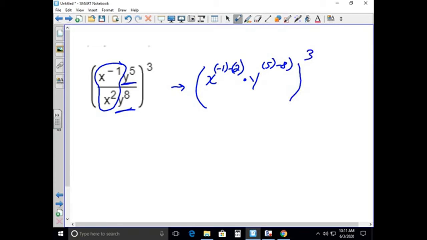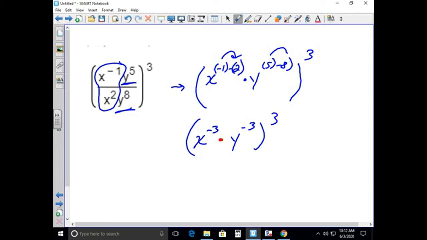So for the x's, -1 minus 2 is -3. For the y's, 5 minus 8 is -3. And then that's being raised to the third power. So we could either go ahead and move the negatives to the bottom and then cube it, or we could distribute our exponent first. I'm going to go ahead and distribute the exponent.